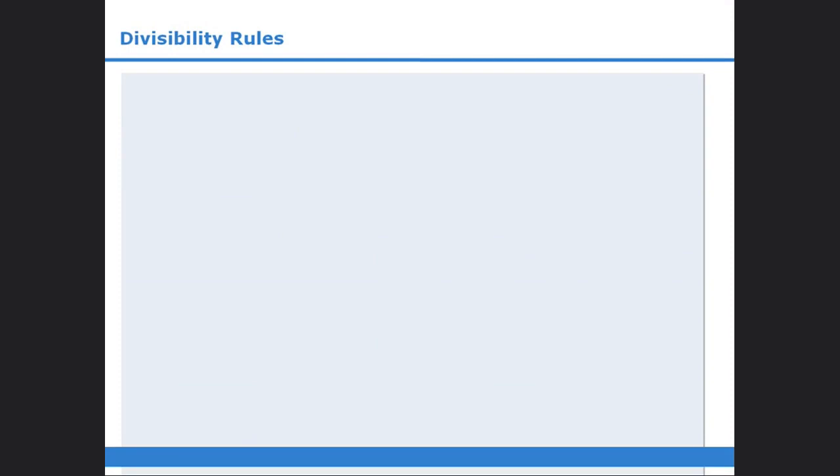In a previous lesson, we found the divisors of some small numbers. Now, when the numbers are small, it's easy to find their divisors.